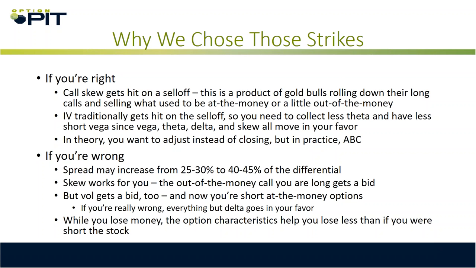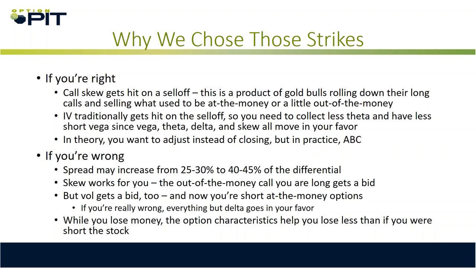If you sit, you make money because you're short theta. That's great. Or sorry, you're collecting theta. You're short gamma. The skew works for you if you're wrong, because that out-of-the-money call you are long gets a bid. The out-of-the-money call that you are short is now an in-the-money call. Option characteristic-wise, you're basically short an out-of-the-money put. Now that skew gets hit because that's a retracement option. Everything goes well for you there. But the long gets a bid too. And now you're short an at-the-money option if you just got that small rally.